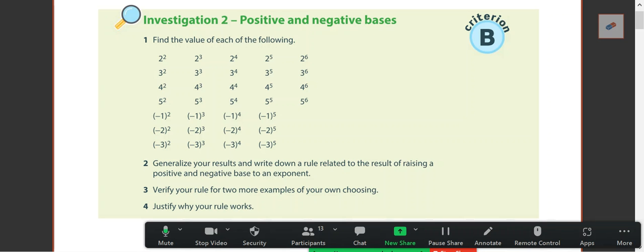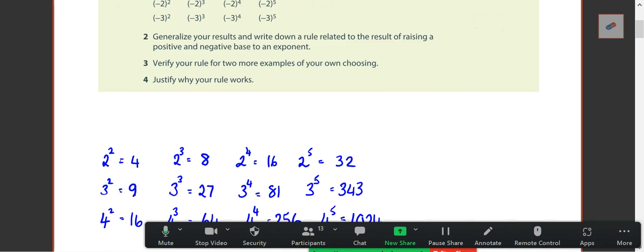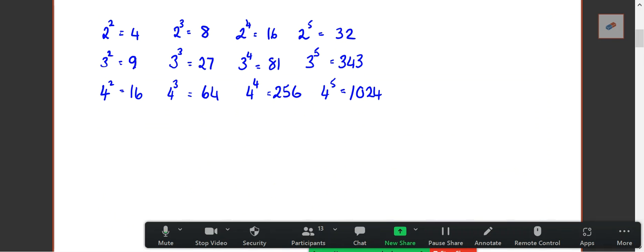You went as far as those. Just check you understand what the exponents were. Let's have a look at these negatives though. Negative 1 to the power of 2 is positive 1. And then it was negative 1 to the power of 3.